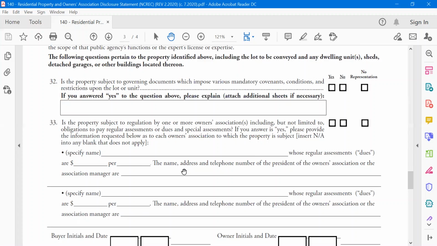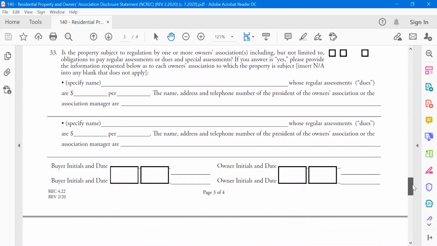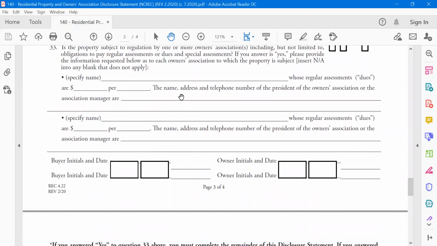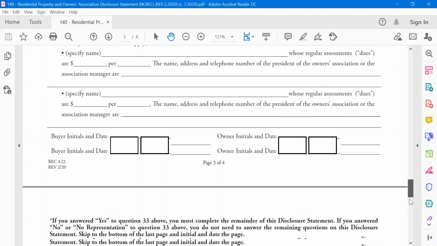And then the contact information for the HOA company is going to be here. There are 2 slots for inserting information. Some communities have more than one HOA, so that's what that section here is for. On each of these pages, the buyer is going to initial and the owner seller is also going to initial in these boxes.